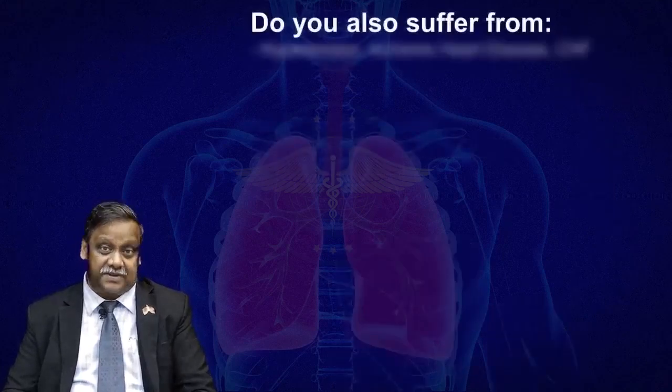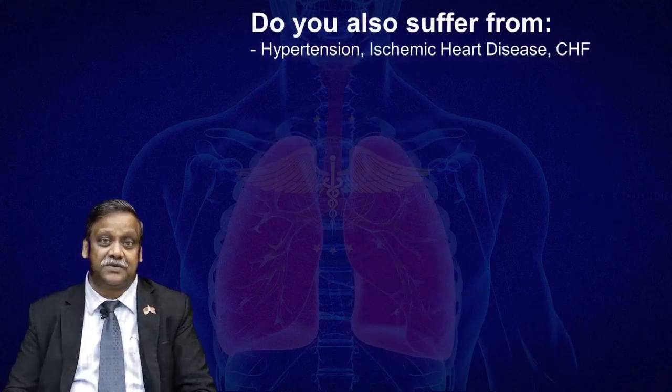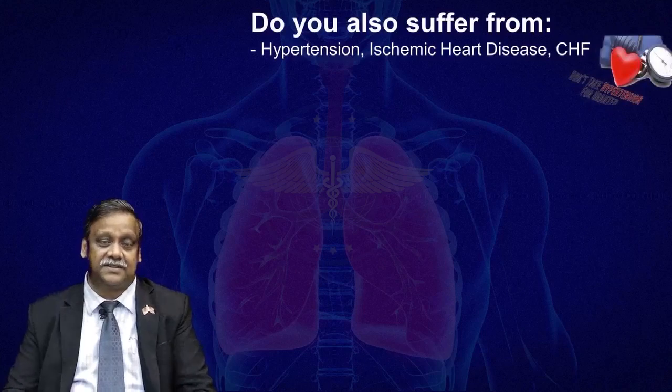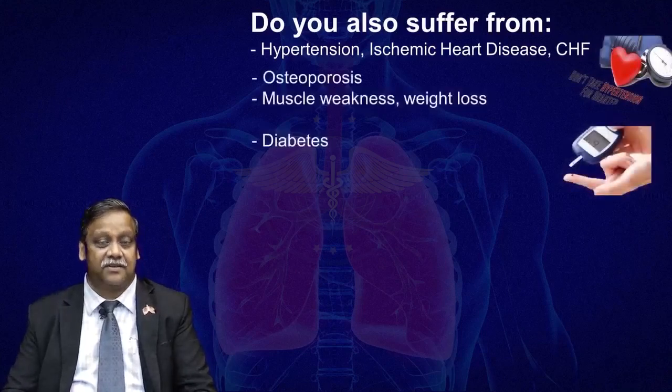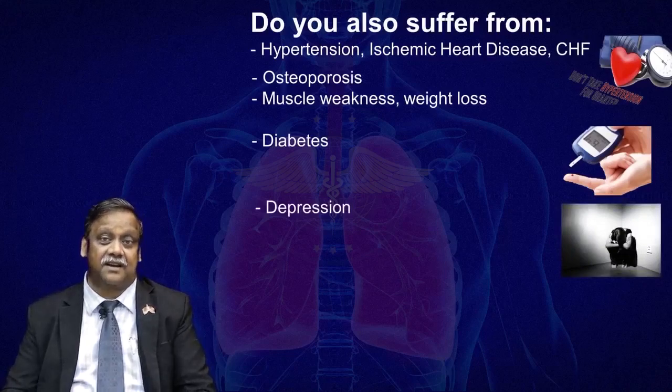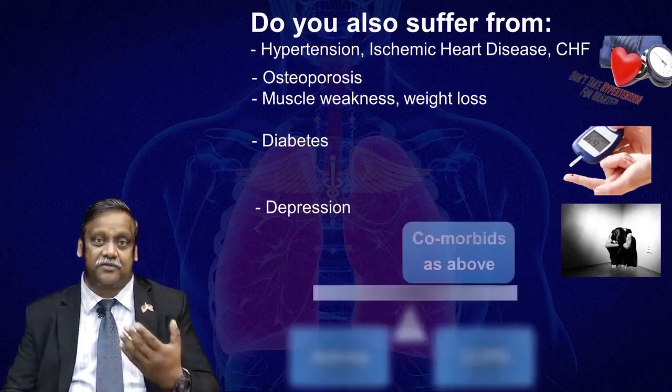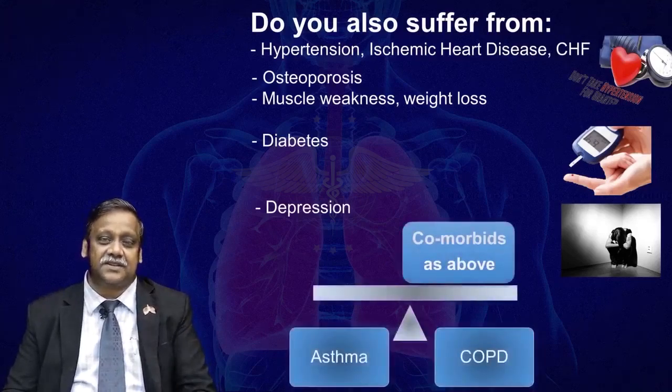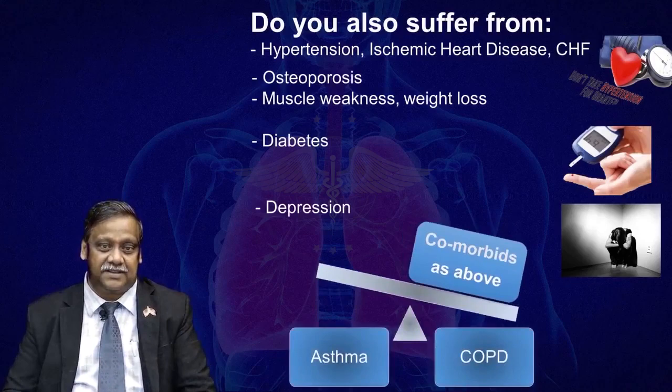Do you also suffer with hypertension? Has anybody diagnosed you with hypertension or ischemic heart disease or diabetes or thinning of your bones, muscle weakness, or have you been depressed in the past? These are important comorbidities that are associated with COPD. So if your patient says, yes, doctor, I've been suffering with heart disease and high blood pressure for the last 5 years, associated of course with the respiratory symptoms, then you know that this is more likely to be COPD than asthma.